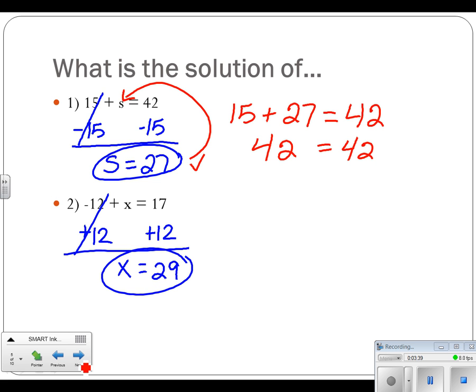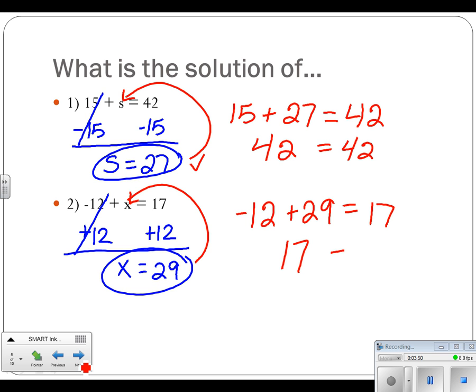We check our solution. So we're going to put 29 in for x. Negative 12 plus 29 is the same as 17. Find the difference, keep the sign of the greater absolute value. It's the same on both sides, so that is the correct answer. So make sure you're always checking your work.